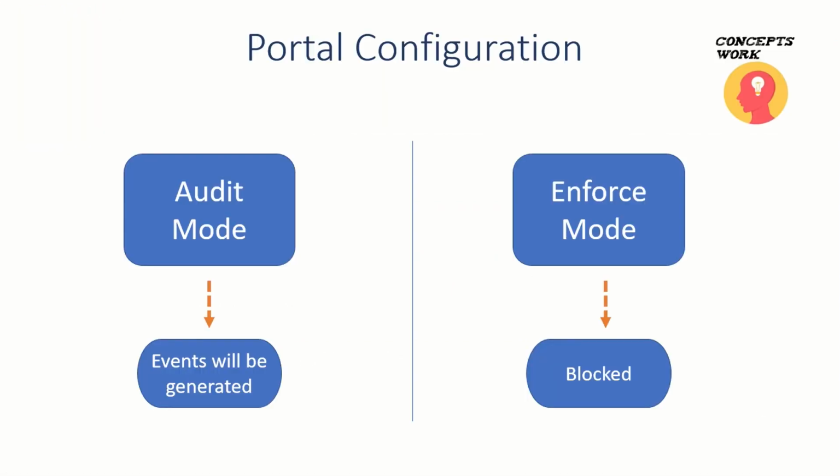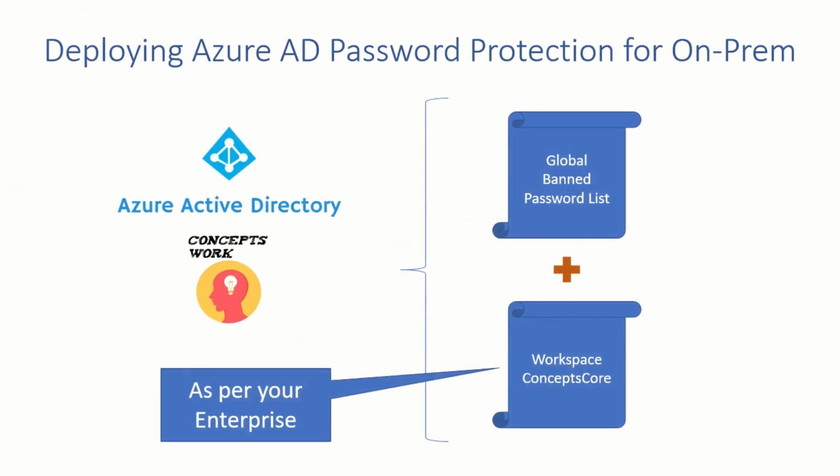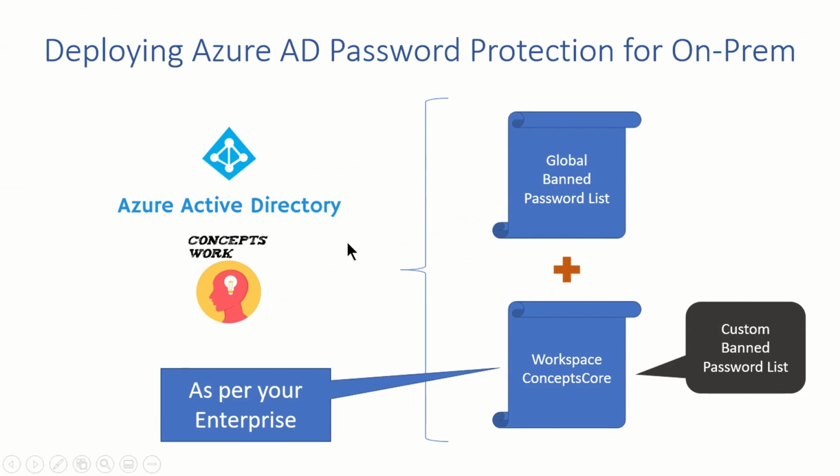Now let's understand the deployment part of Azure AD Password Protection for your on-prem environment. For that, let's assume a scenario wherein a company named Conceptswork is trying to implement Azure AD Password Protection for their on-prem environment. But in a nutshell, this service works with all the keywords that you have defined combined with the global banned password list. And you can customize this list as per your enterprise. We also have to make sure that we are defining this custom banned password list in Azure Active Directory, but the same set of information has to be replicated to your on-prem environment.